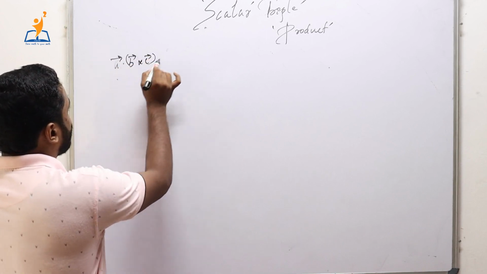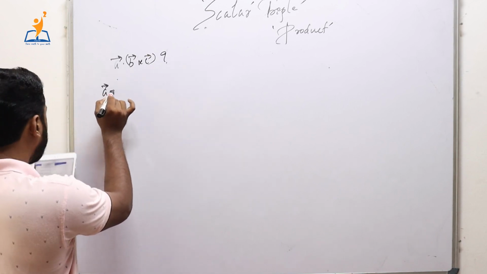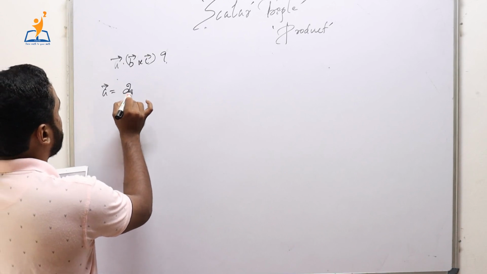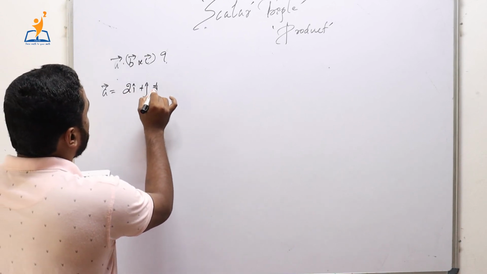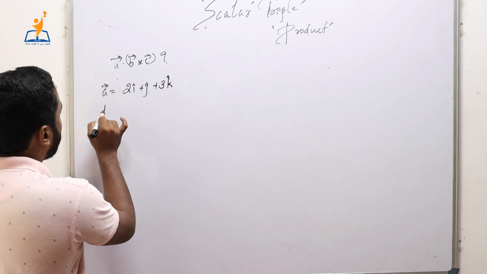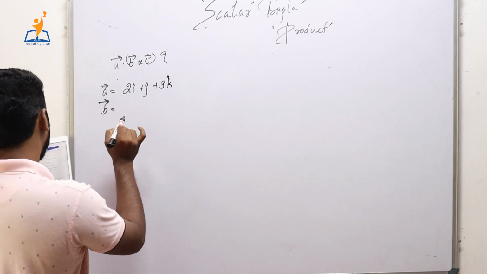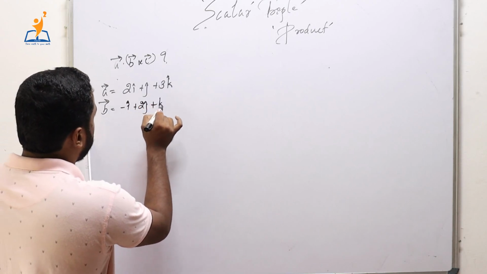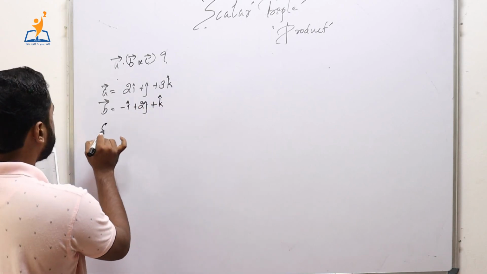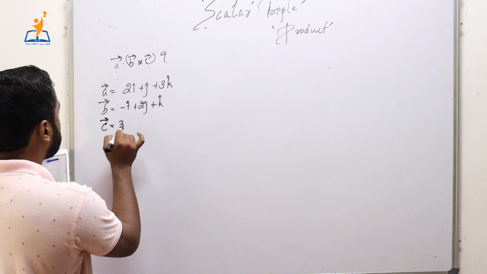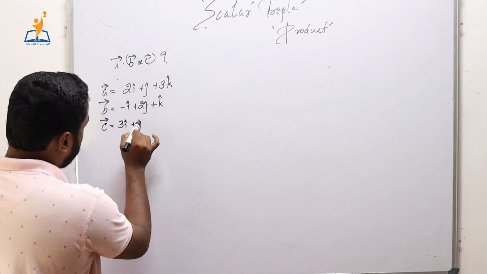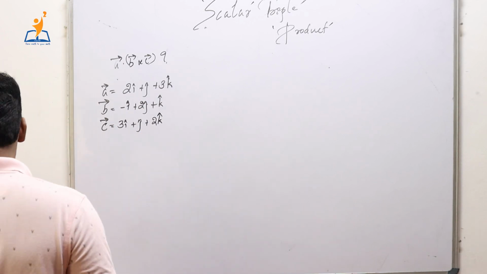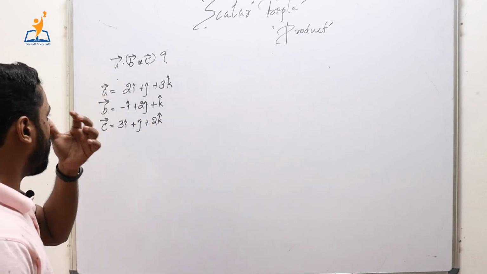Find A dot B cross C where vector A is equal to 2i cap plus j cap plus 3k cap, vector B is equal to minus i cap plus 2j cap plus k cap, and vector C is equal to 3i cap plus j cap plus 2k cap. So we are given three vectors. We are asked to find the box product of these three vectors.